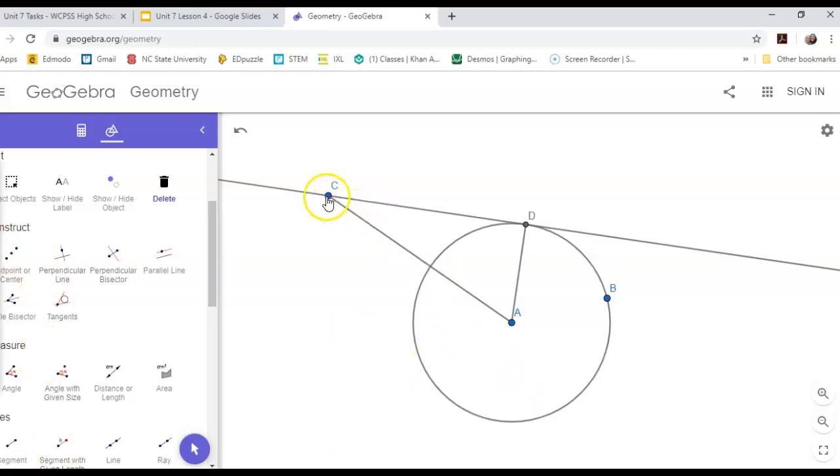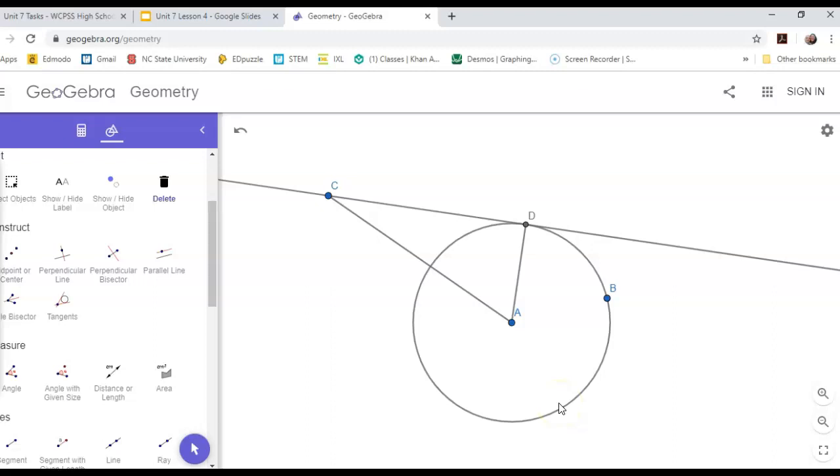Now that I have a tangent to the circle at the point D, and I have the segment CA and the segment AD, I do know AD is the radius of the circle. And it is going to the point of tangency, which by definition is the point on the circle where the tangent line intersects it. And now I want to look for anything special that may pop up.